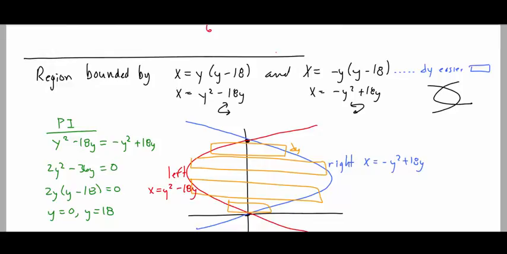So we're going to integrate from 0 to 18. Now get my correct right curve in here. And I have negative y squared plus 18y for my right. And my left is y squared minus 18y. I need to make sure I subtract the entire quantity. And so when I simplify this, this is going to be the integral from 0 to 18. Negative y squared minus y squared is negative 2y squared. 18y, distribute the negative, plus 18y is plus 36y dy. And again, don't forget the dy's.